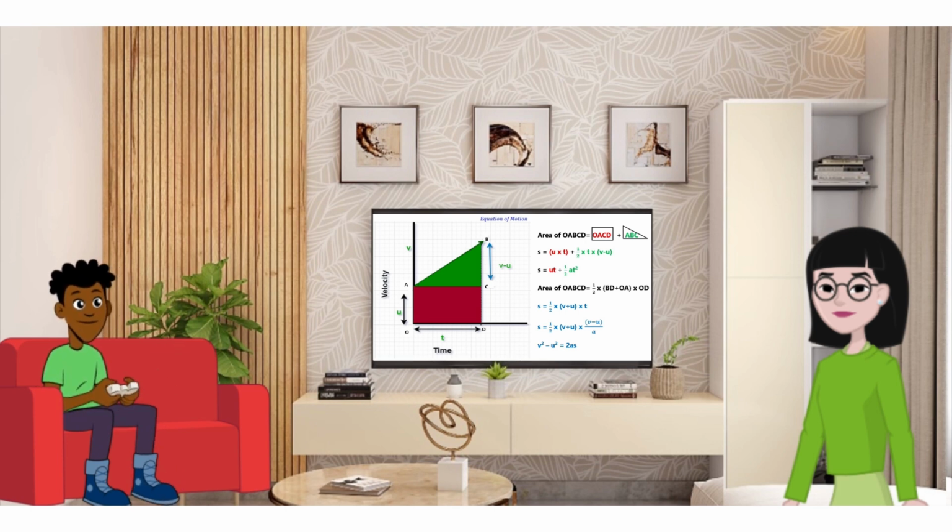Now, BD represents the final velocity v, OA represents the initial velocity u, and OD represents the time t. Substituting the value of t in terms of u and v with the help of the equation v is equal to u plus a t, we get the total area of the trapezium as half into v plus u into v minus u by a. Using an identity, we can rewrite the equation as v square minus u square by 2a, which is equal to the displacement s. Finally, we can write v square minus u square is equal to 2as.